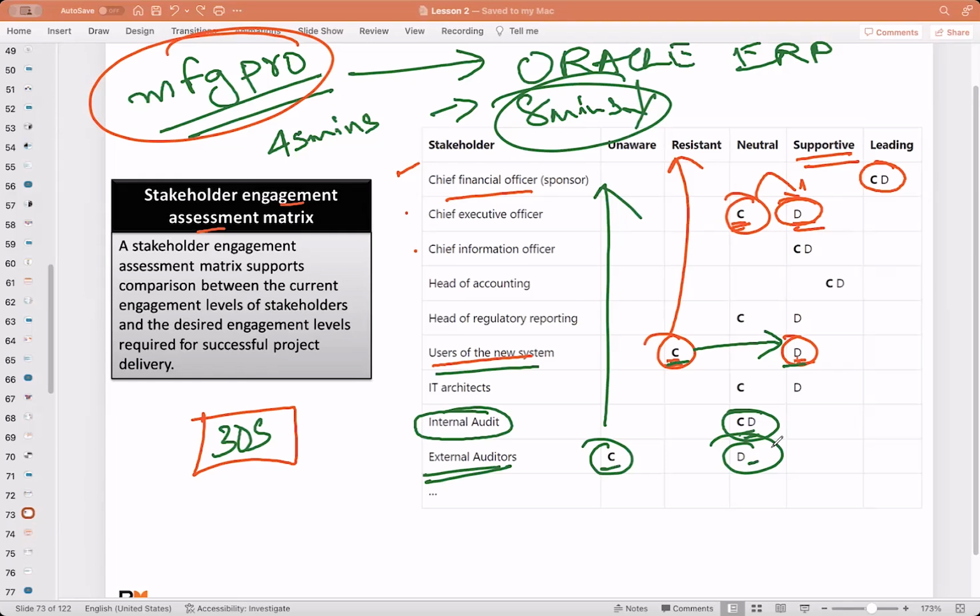Okay. Any questions, guys? Are you getting the purpose of this engagement assessment matrix? For anyone whose current state does not match the desired state, we can put it in the sheet. But this sheet will not tell us; we need to come up with some strategies to move them to the desired state over a period of time. Come on, guys.